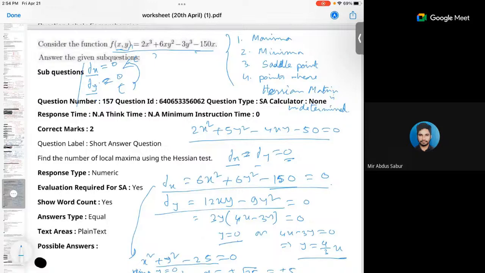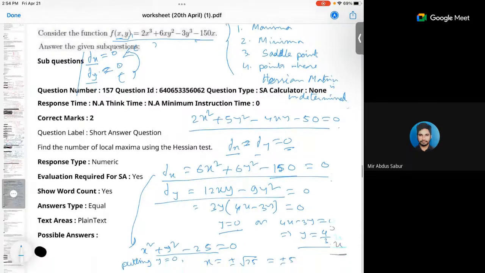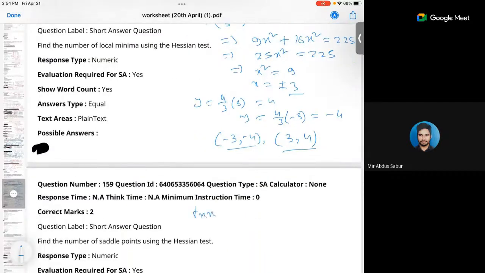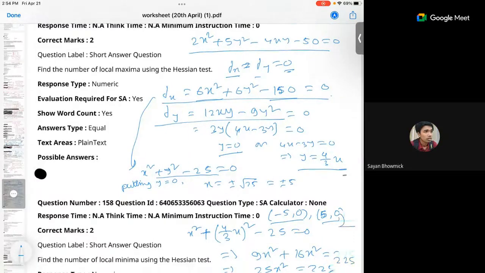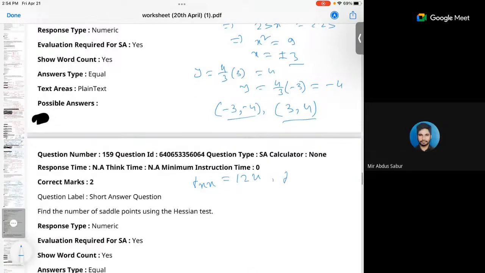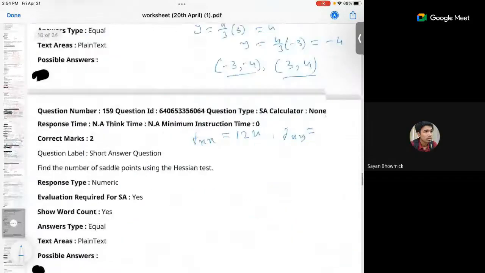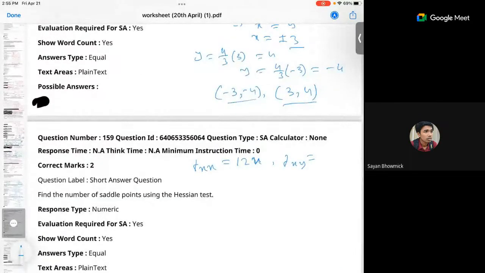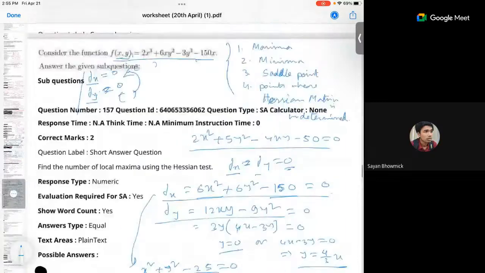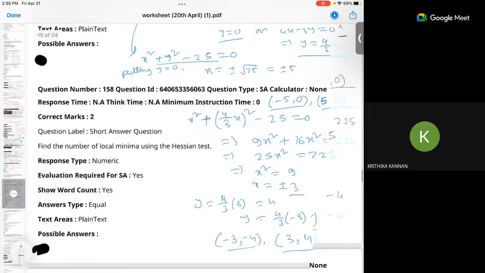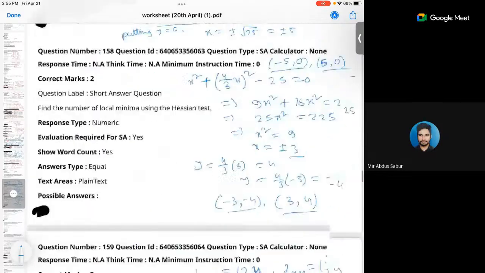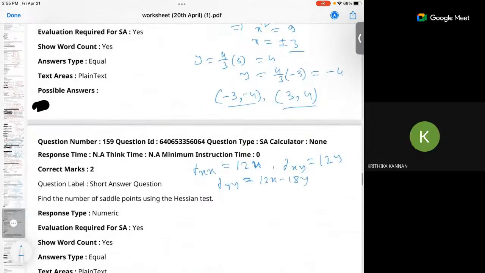Now try to find f_xx, f_yy. What will be f_xx? Derivative with respect to x, it will be 12x. f_xy, derivative with respect to y, it will be 12y. Yes, the mixed partial derivative would be 12y. And f_yy will be 12x minus 18y? That's 12x minus 18. So all of you get it?